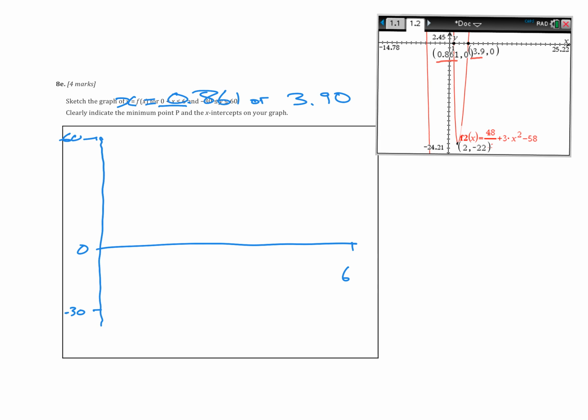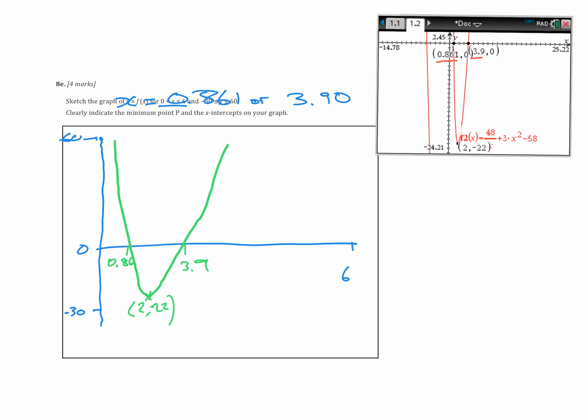I'm going to start that again. Coming down, going through a certain point. Now I know the minimum point is at 2, minus 22, so I don't want to go down as far as 30, to give it some sort of context, and back up again. And it's going up like this. So what do we have? Now this here should be 3.9, and this should be 0.86. Labelling everything we've got, this point here is at 2, minus 22, and there we are.